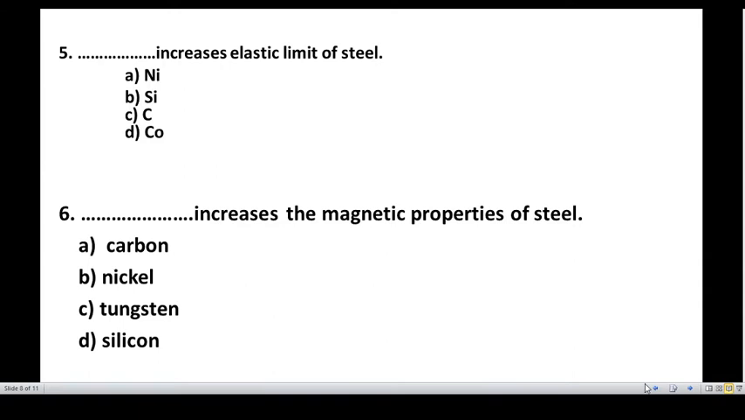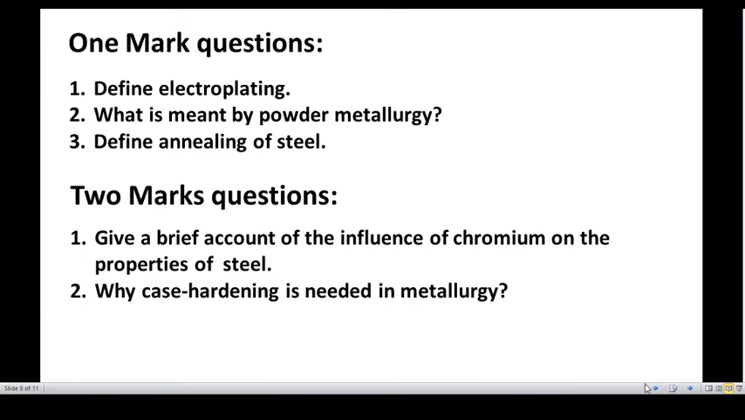And the sixth question, dash increases the magnetic properties of steel. The options are carbon, nickel, tungsten and silicon. The correct answer is silicon, because it increases the magnetic flux through the metal. So therefore the magnetic property enhances. And coming to the one mark questions, the first question, define electroplating.